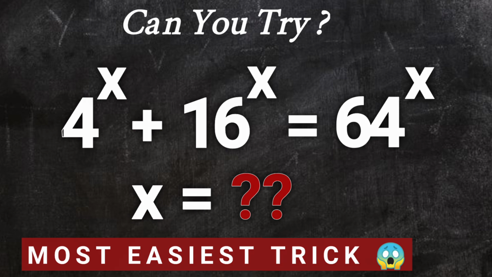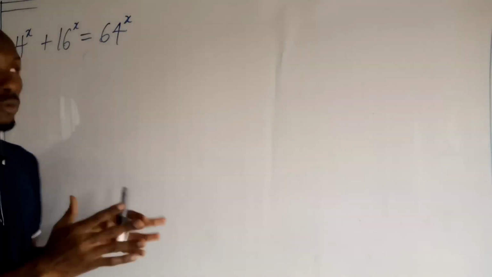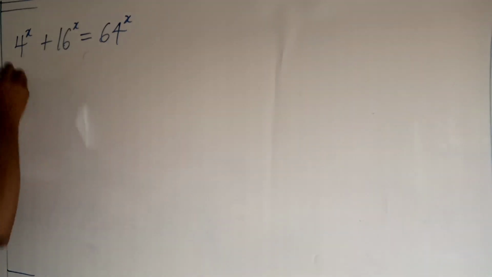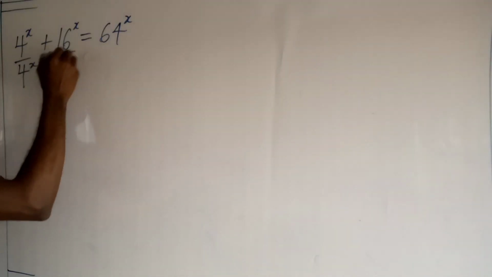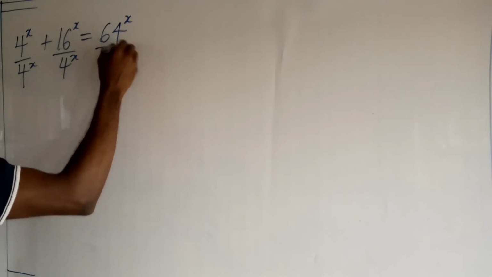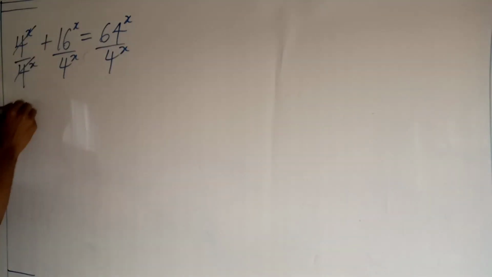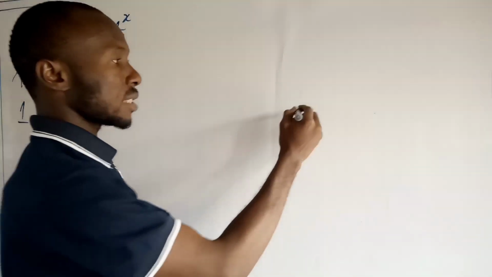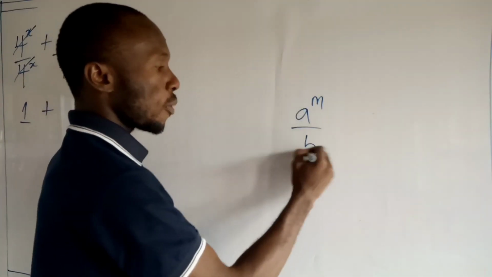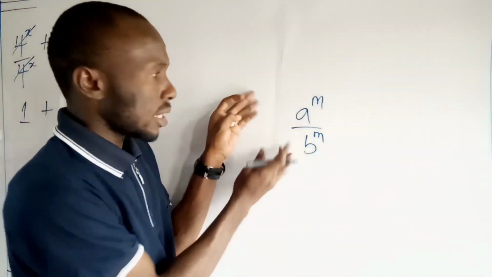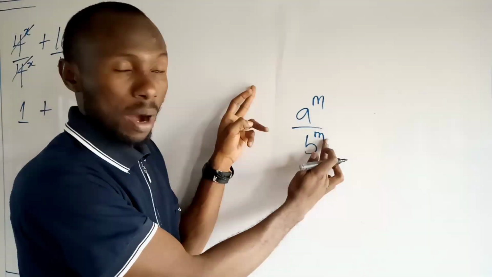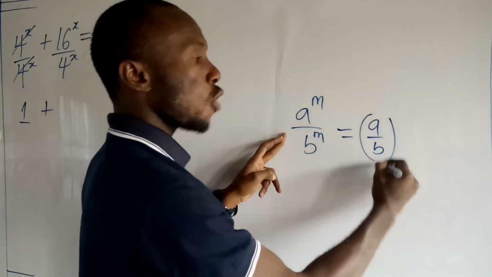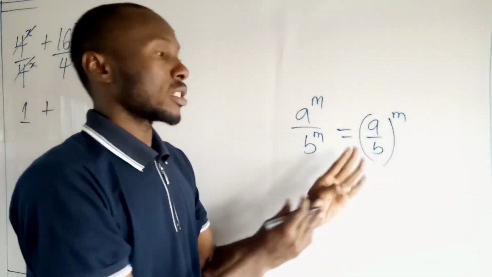Alright viewers, the first thing I want us to do is to divide both sides by 4 to the power x. Let us do it. So we divide here by 4 to the power x and here also. So this and this will go to 1. And I want you to remember one of the exponential laws. It says if I have a to the power n upon b to the power n, you can observe that they both have the same power. So I can rewrite this whole expression as a upon b, then all to the power n. Okay, so this is very true.